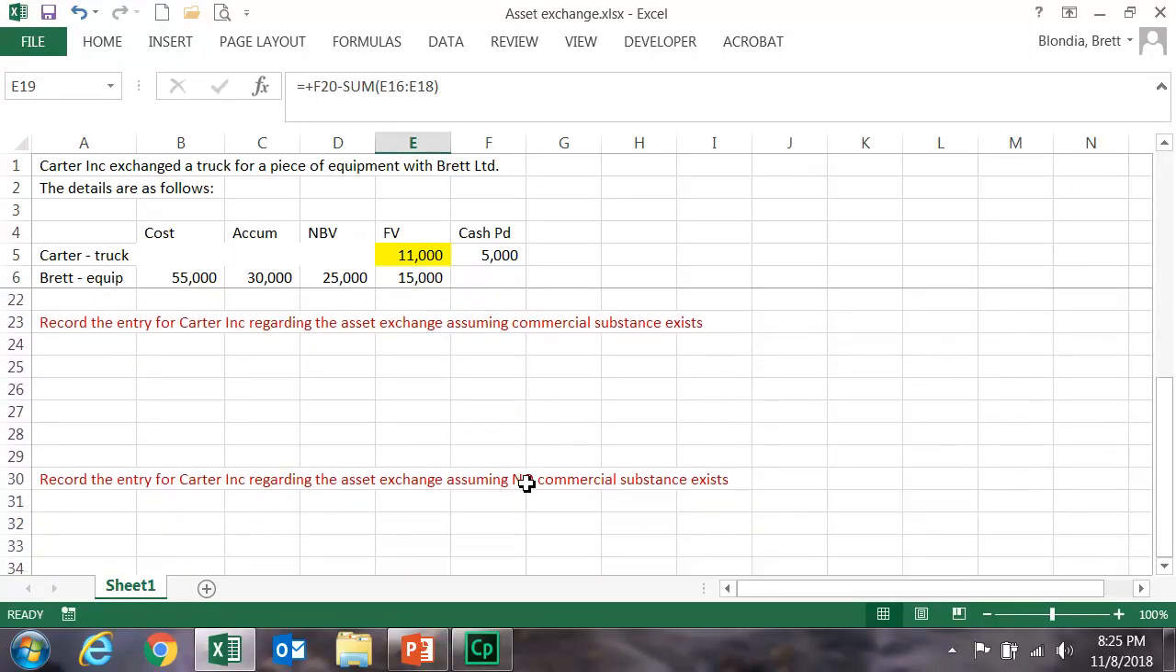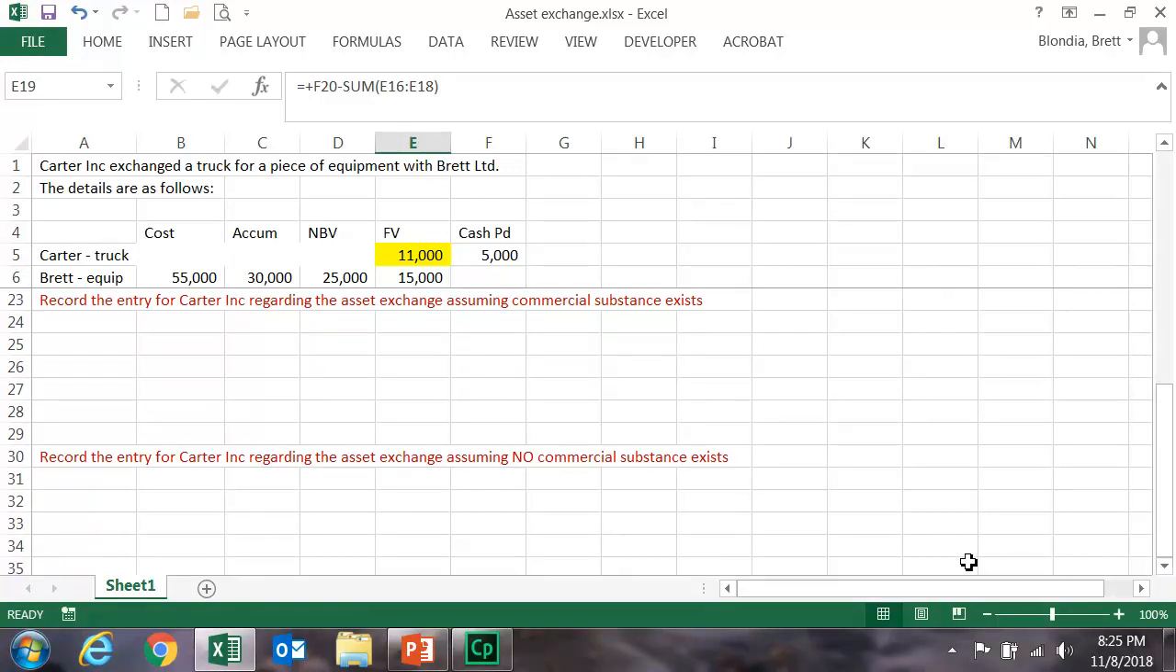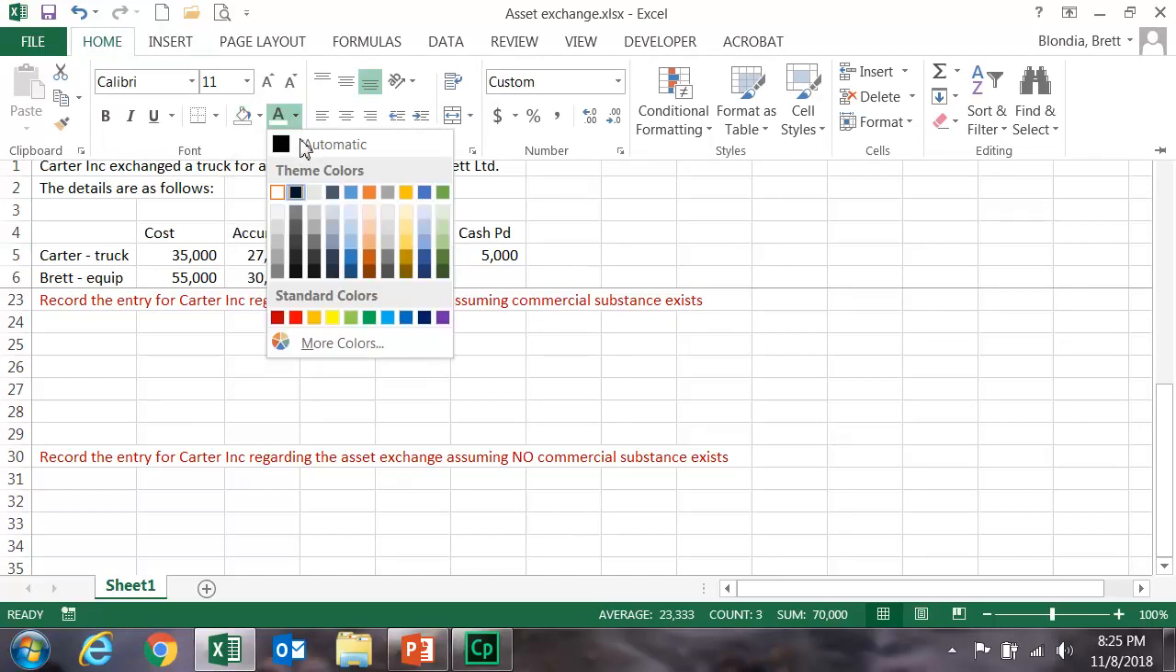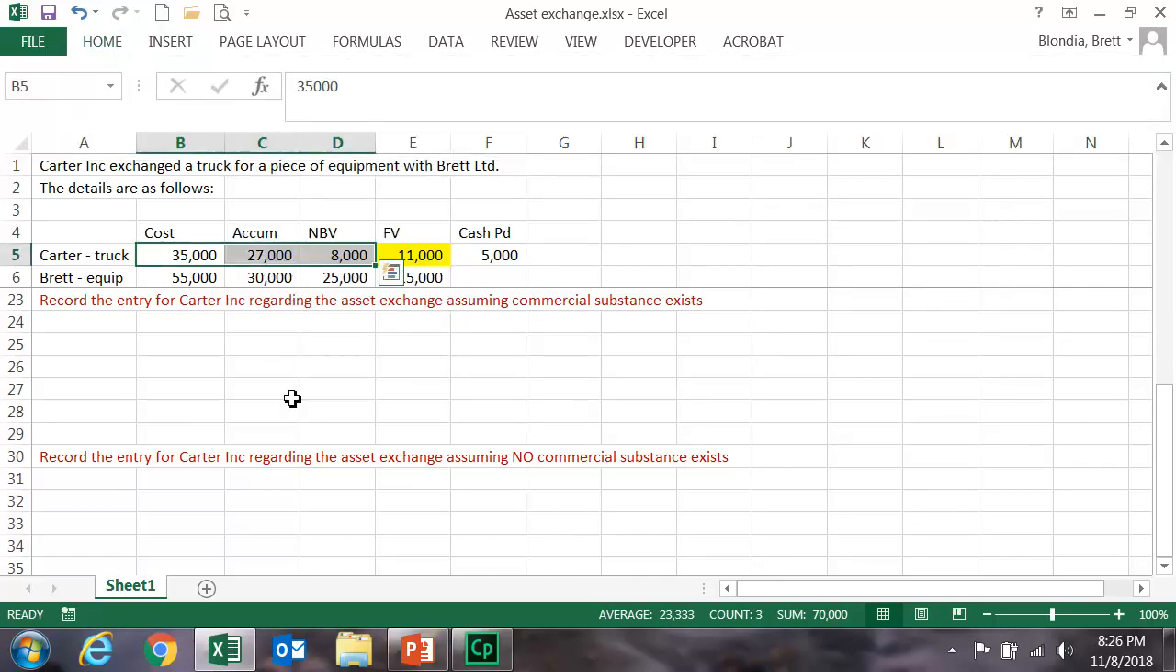Okay? Now let's practice that again. Let's do it from the other company's perspective. So now we're actually worried about Carter. Okay? So now we're worried about Carter Limited, because the next one says, record the entry for Carter Inc. Regarding the asset exchange, assuming commercial substance exists. Okay, so assuming commercial substance exists.